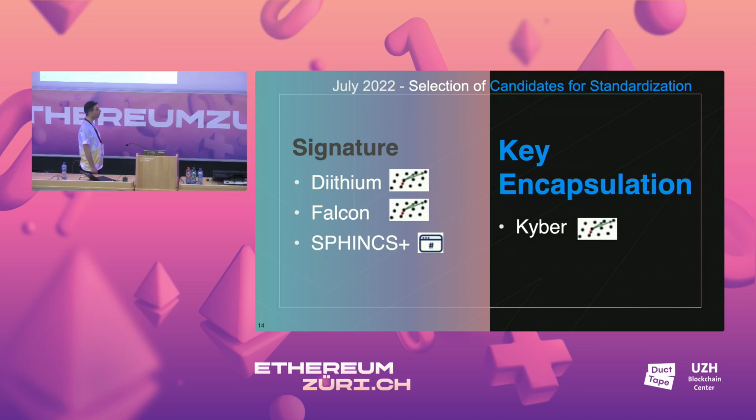By the way, these are the four kind of winners. We have one winner for the key encapsulation, that means encryption, and it's based on lattice. And we have three winners for signatures: Dilithium, Falcon, that are, again, lattice, and Sphincs, that is hash-based.